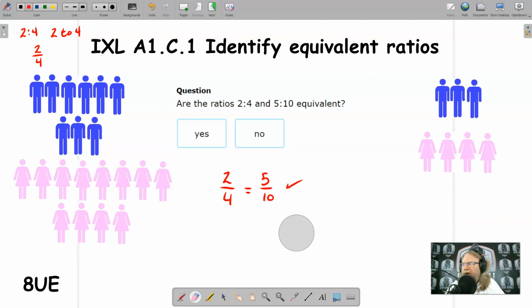We could have also used cross products, and that's probably the most common thing that I would do or that other people would do. We could say 2 times 10 is 20, 4 times 5 is 20 as well. Turns out that they are equivalent. So the answer is yes. For the remainder of this activity, I will probably most often use cross products, but sometimes, who knows, I might go ahead and use the idea of multiplying the numerator by the denominator and compare decimal values.